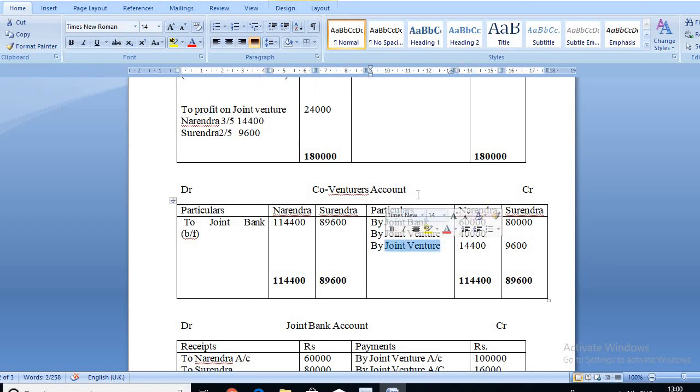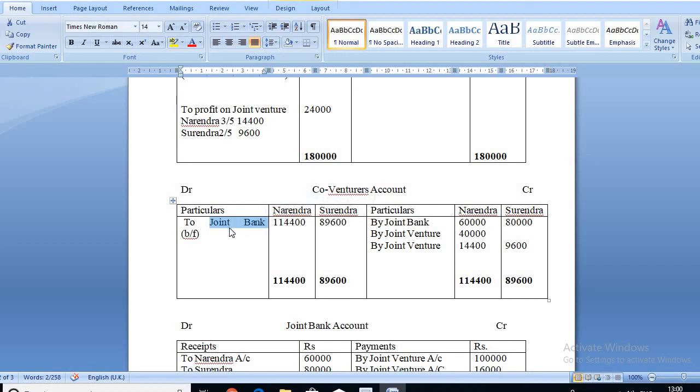Now make balance of this co-venture account. You will get the balancing figure on the debit side: rupees 1,14,400 and 89,600. This is the money which is given to Narendra and Surendra. Who will give this money? This money will be given by joint bank. That's why the balancing figure is 'to joint bank'. So the co-venture account is over.